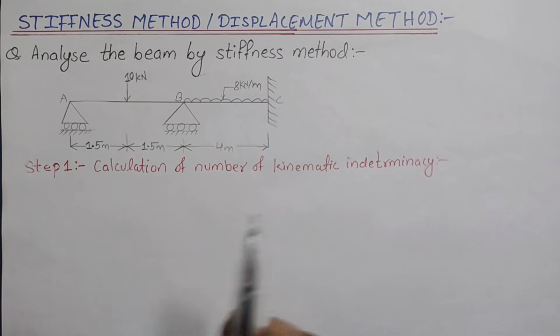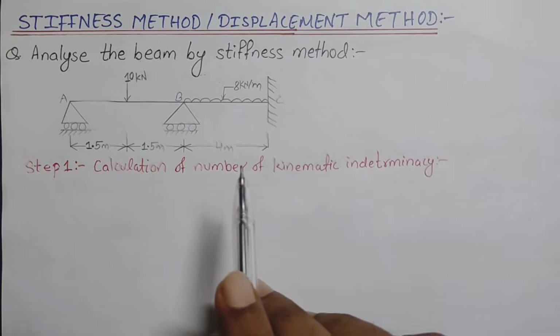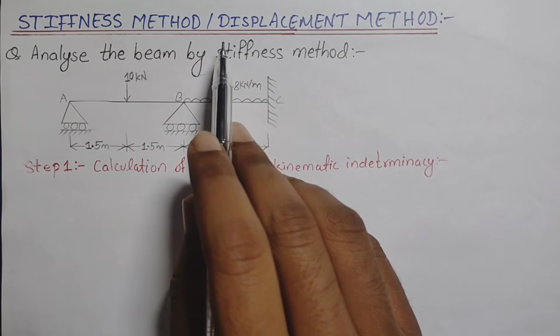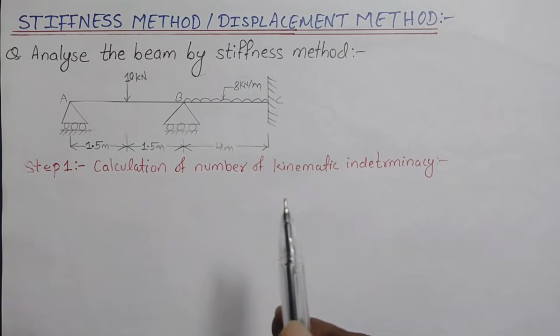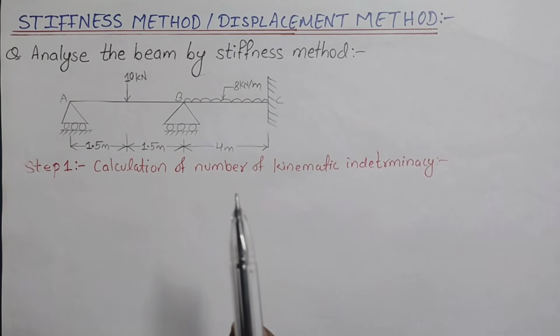Hello viewers, welcome to Civil Learning Online. Today in this video I will be discussing the stiffness method, or the displacement method, which is basically a type of matrix method of structural analysis. The second one is the flexibility method. I will soon be adding a video related to the flexibility method.